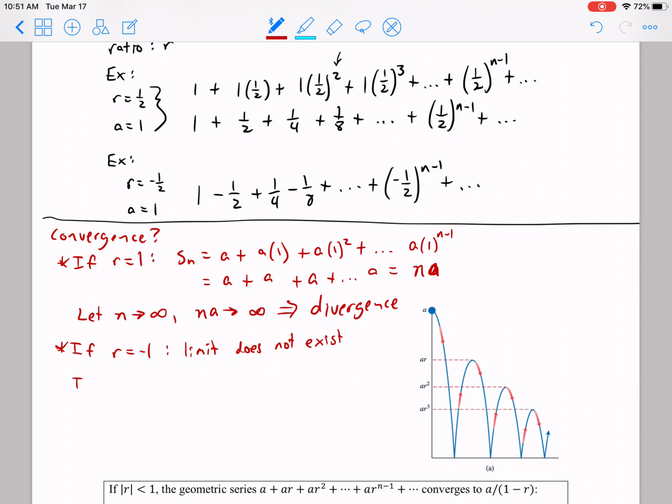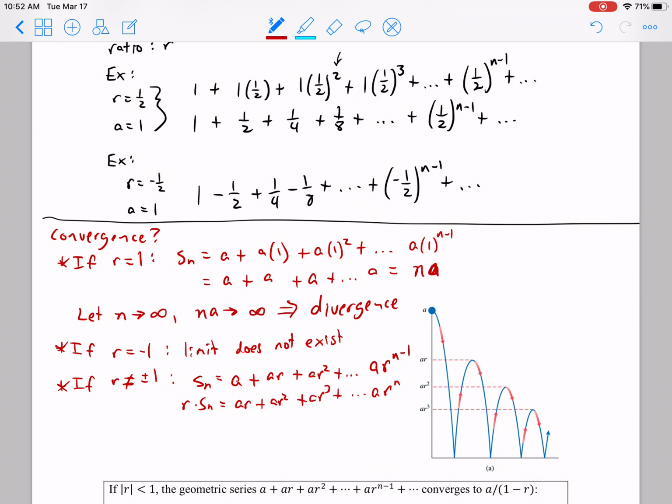If r does not equal plus or minus 1, then Sn is going to be a plus ar plus ar squared plus dot dot dot ar to the n minus 1, and if we multiply everything by r, we get ar plus ar squared plus ar cubed plus dot dot dot ar to the n, now because we're multiplying another r onto that one.